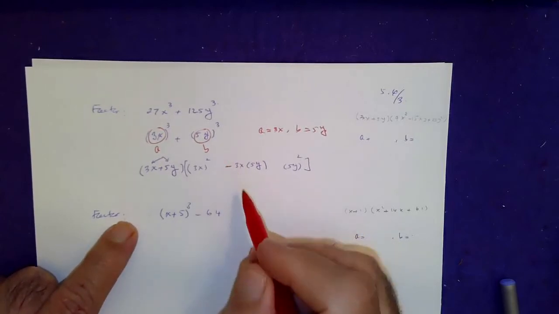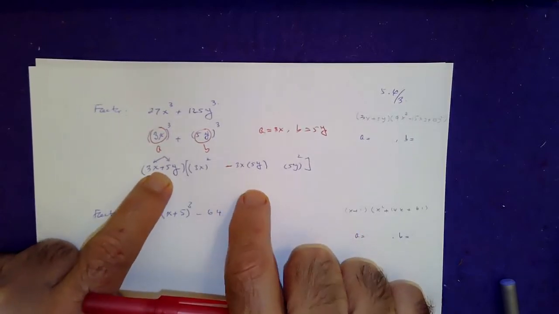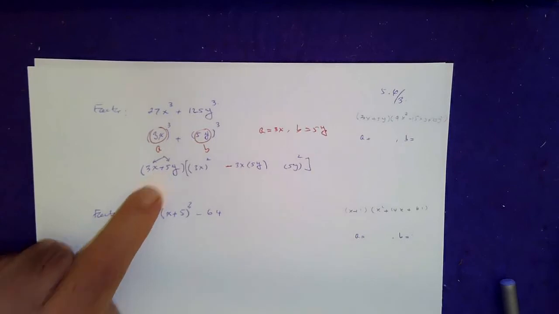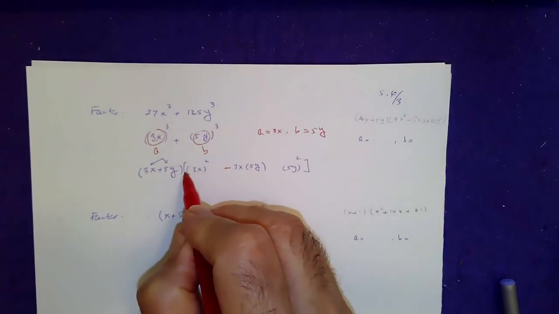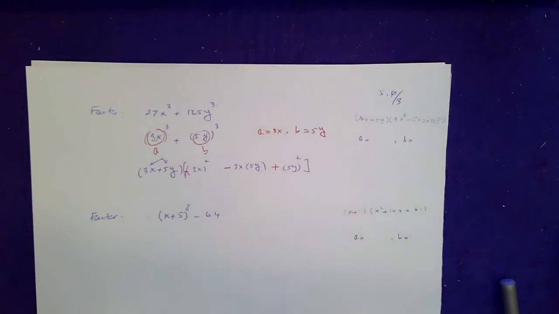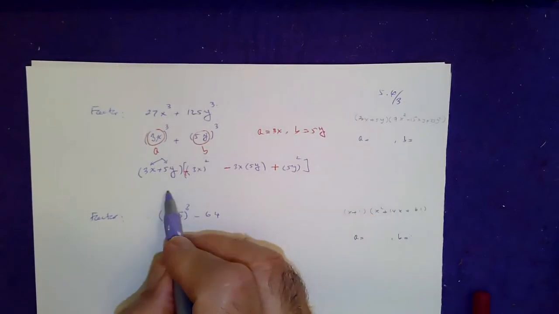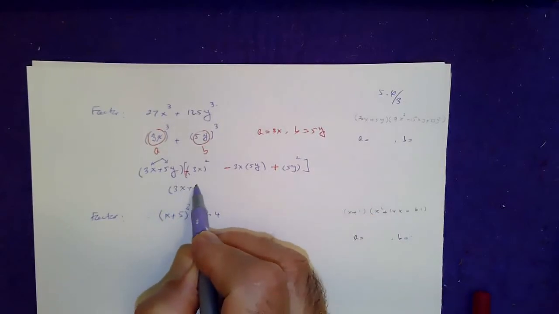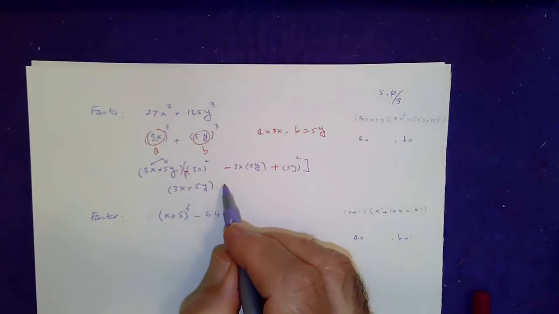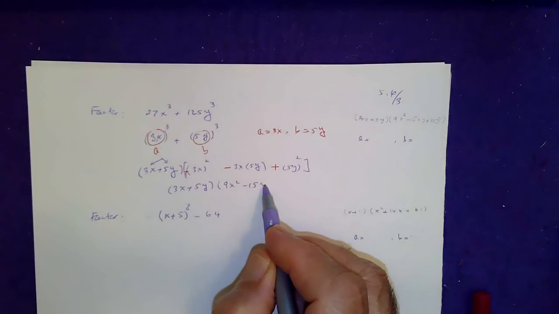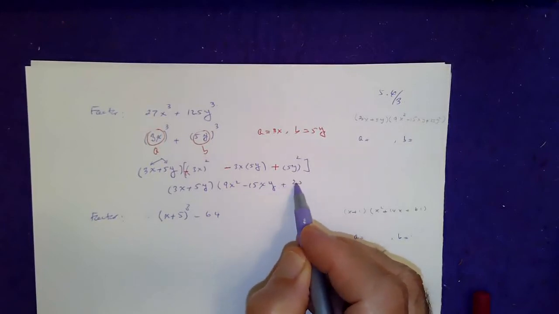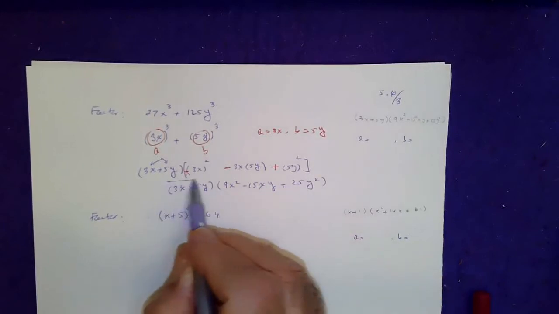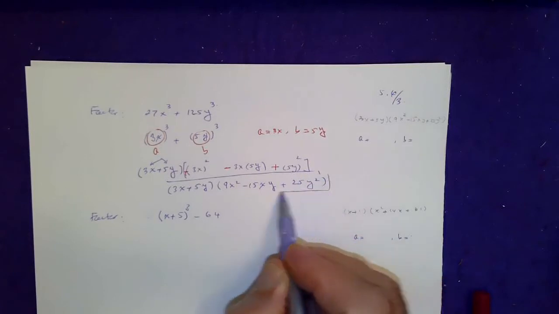Remember, this guy is negative because it has to be opposite of what you put inside the first parentheses. And the guys on the sides, they are always positive. So how would the final answer look like? 3x times 5y, 9x squared minus what? 15xy plus 25y squared. Final answer.